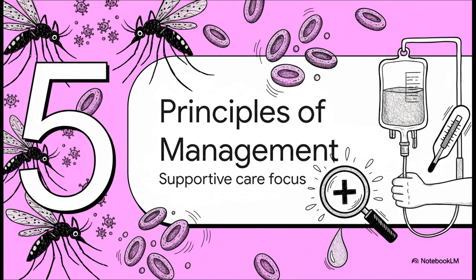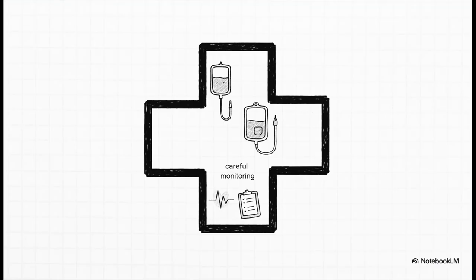And finally, Section 5, Principles of Management. Our whole approach here really boils down to one central idea. And that idea is supportive care. The treatment for dengue is entirely symptomatic. This means meticulous fluid management to counteract that plasma leakage, really careful monitoring of their hemodynamics and their urine output, and being ready to provide blood products like platelets or packed red cells if they have severe bleeding.